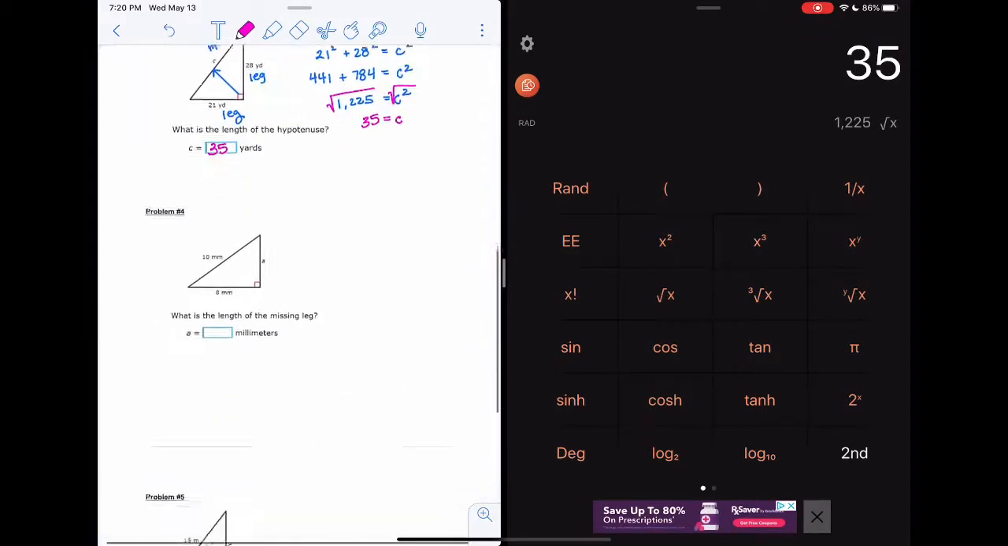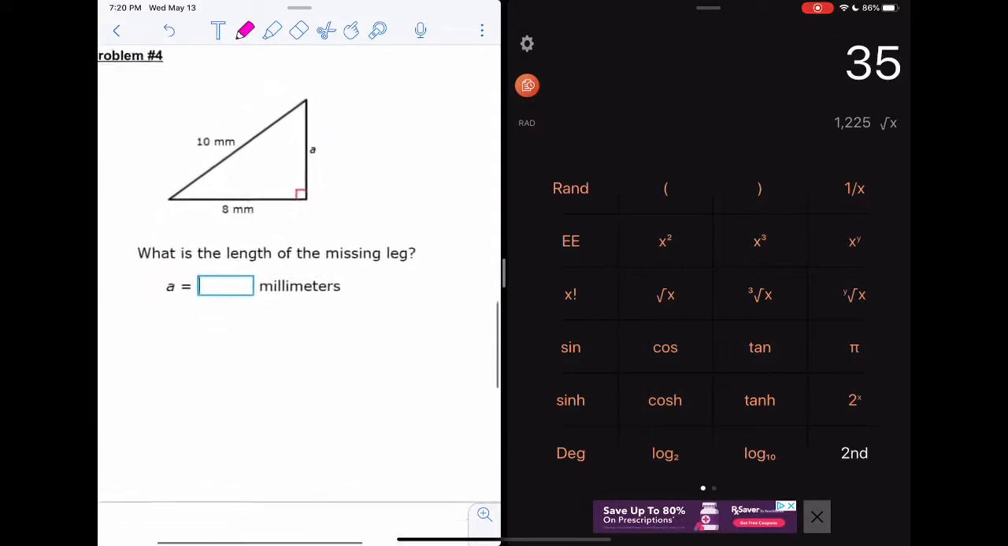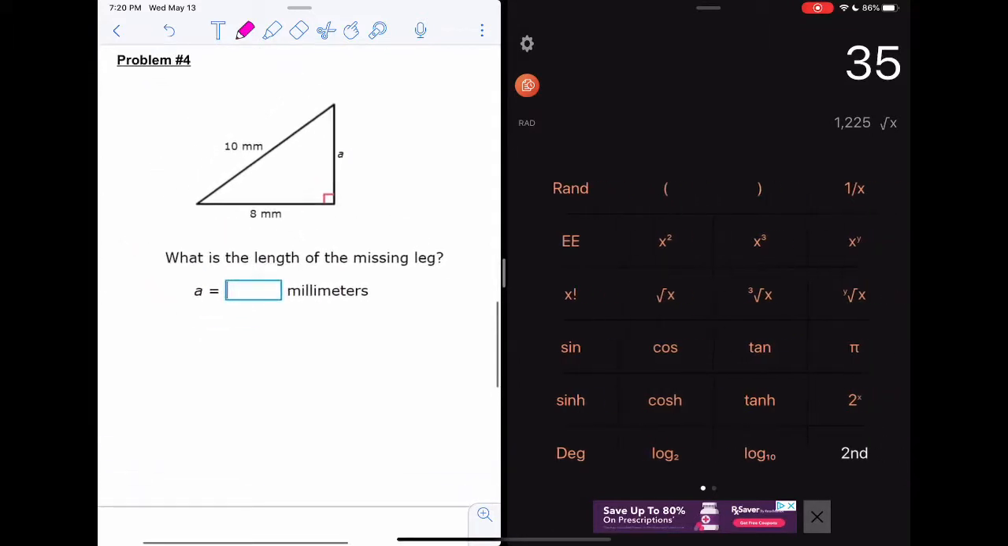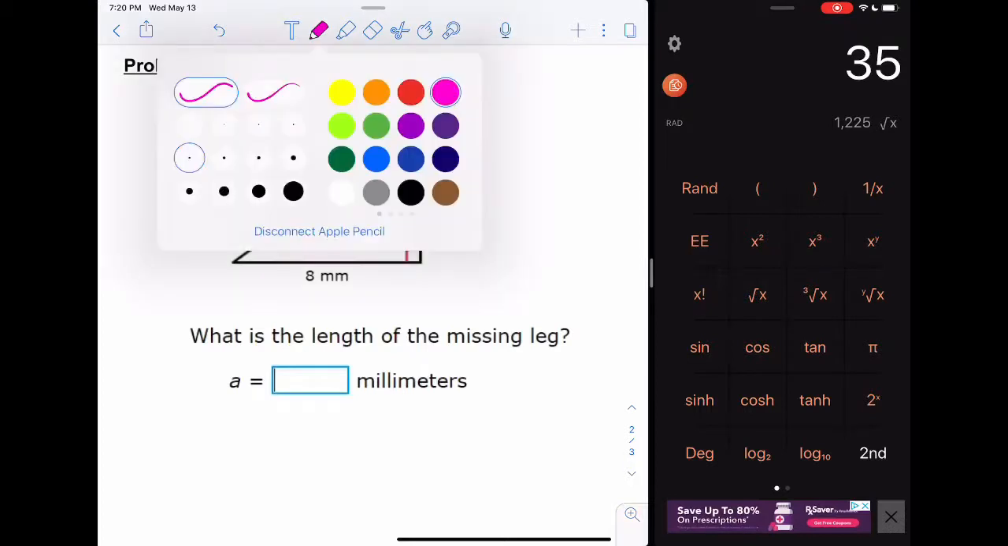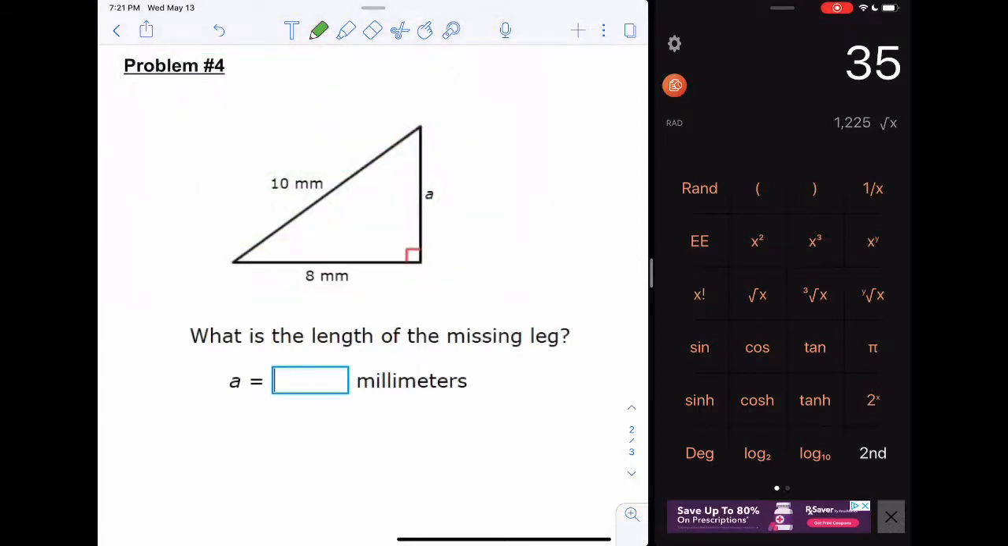All right. Number 4 is a little bit different. Instead of the hypotenuse, what are we solving for? Well, it says it right there. It says, what is the length of the missing leg? So this time we're solving for the length of the leg. So let's go ahead and label the parts of our triangle again. Across from the right angle is our hypotenuse. That means that the other sides are our legs. So this is a leg and this is a leg.